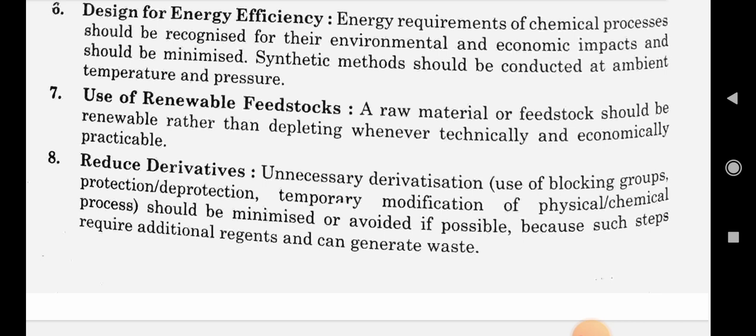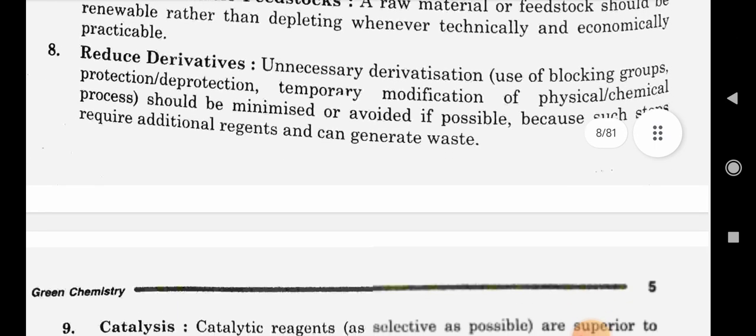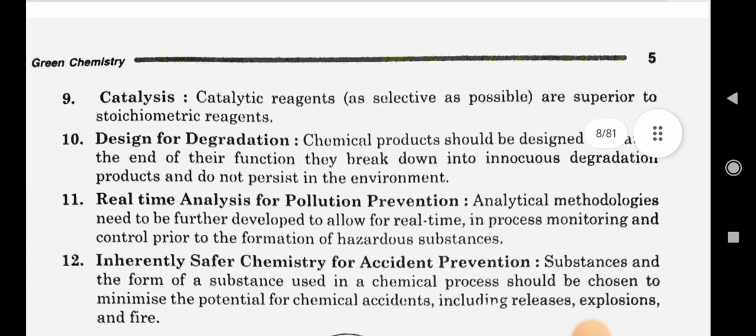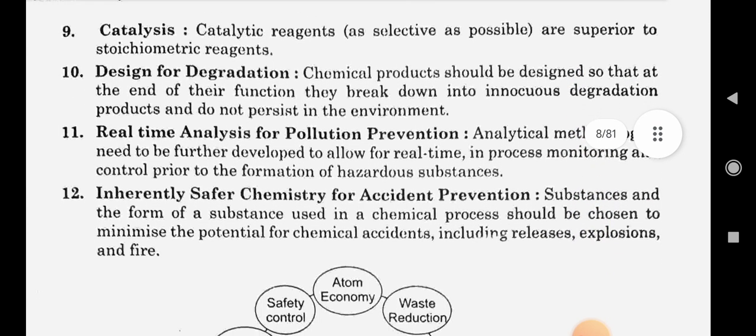Number 8, Reduce derivatives. Unnecessary derivatization, used for blocking groups, protection, deprotection, and temporary modification of physical and chemical processes, should be minimized or avoided if possible, because such steps require additional reagents and can generate waste. Number 9, Catalysis. Catalytic reagents, as selective as possible, are superior to stoichiometric reagents.